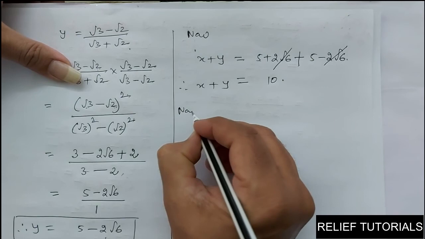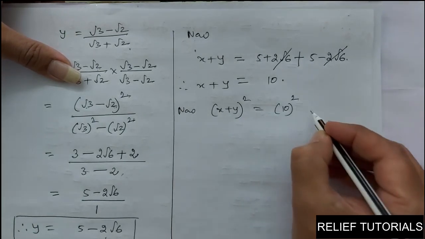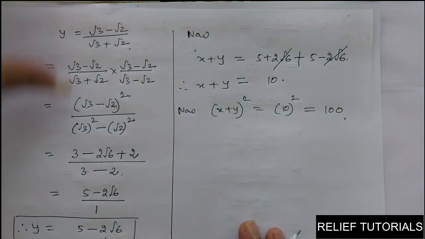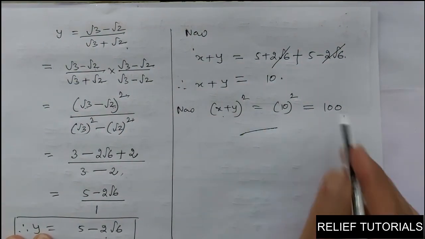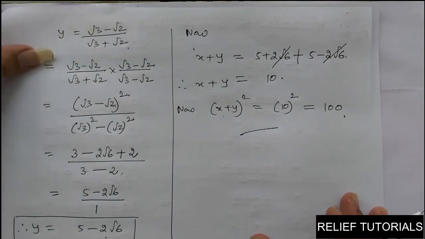Now you have to find (x + y) the whole square. So that is equal to 10 the whole square, which is equal to 100. So (x + y) the whole square is equal to 100. Clear, friends?